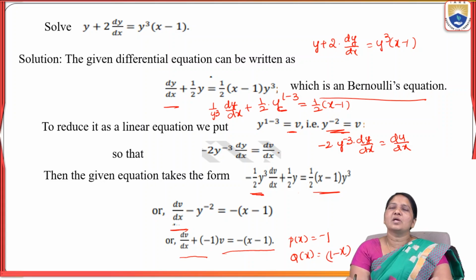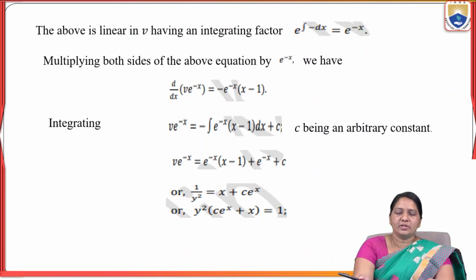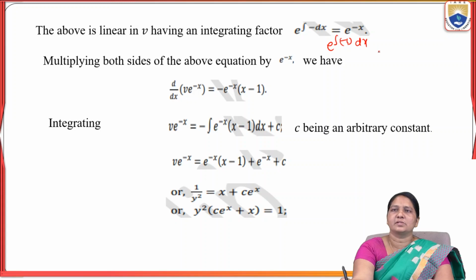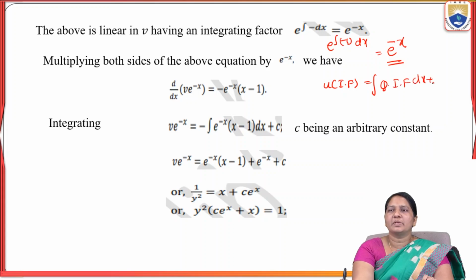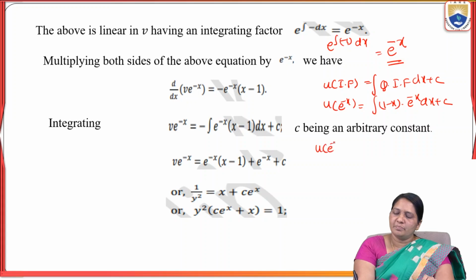By using these two values, I am going to calculate the integrating factor and the general solution. You can observe here, this is the linear equation. So integrating factor is e power integral minus 1 into dx. So e power integral minus dx is minus x. So this is the integrating factor. So here after that, what is the general solution? So general solution is v into integrating factor is equal to integral q into integrating factor into dx plus c. So here v into e power minus x is equal to integral 1 minus x into e power minus x into dx plus c.